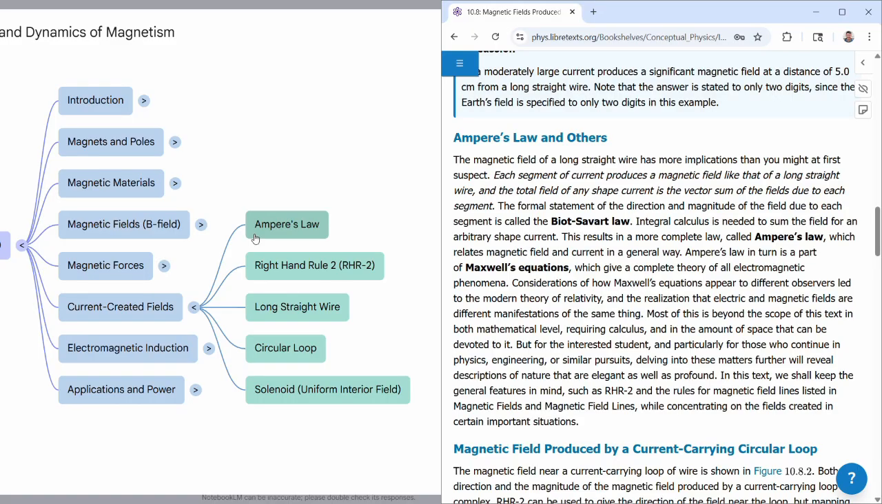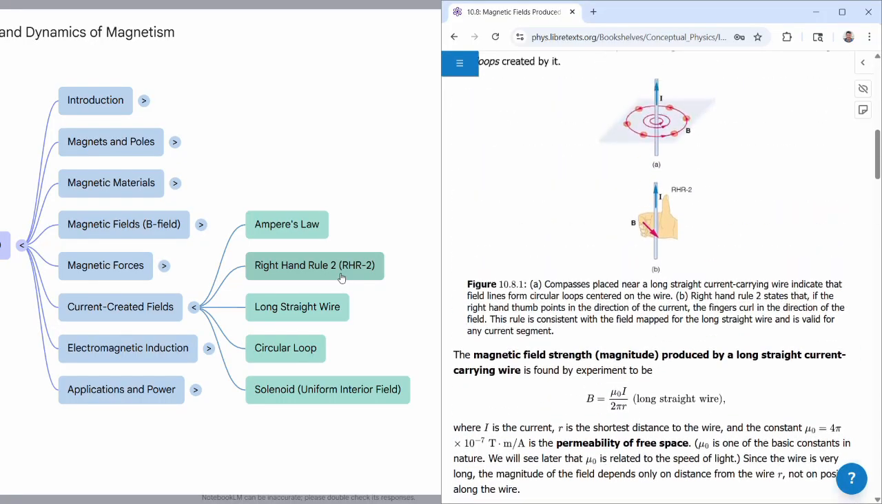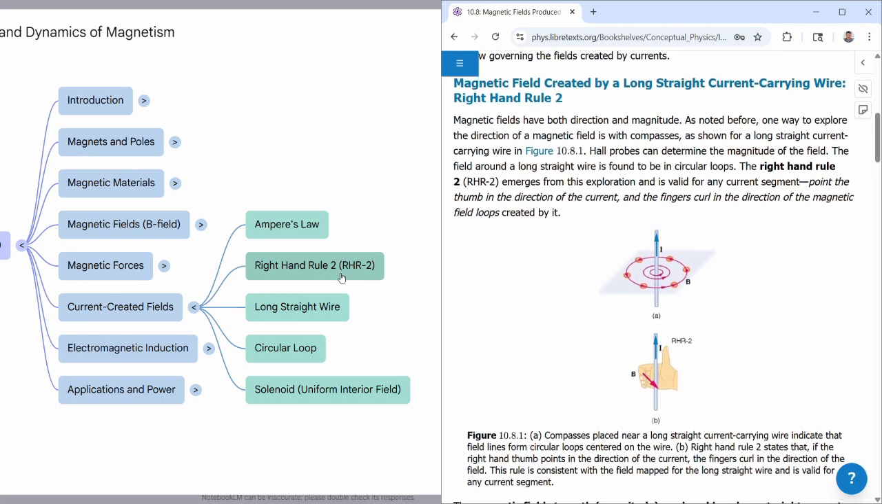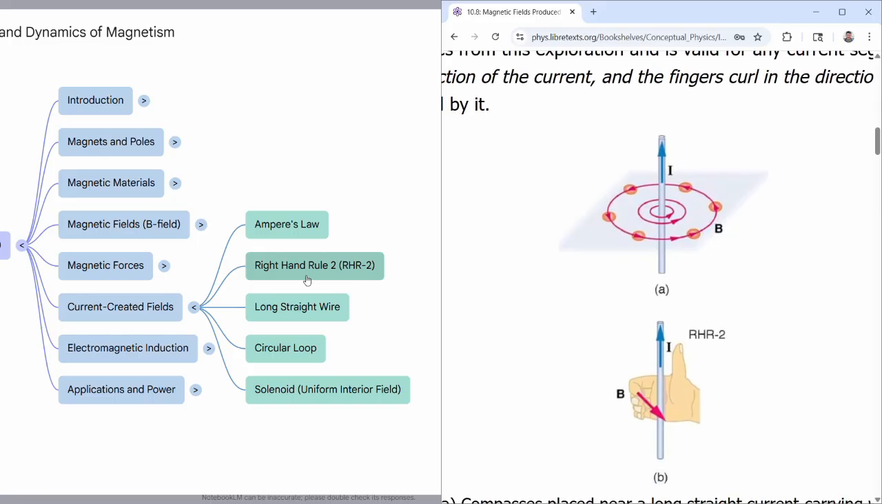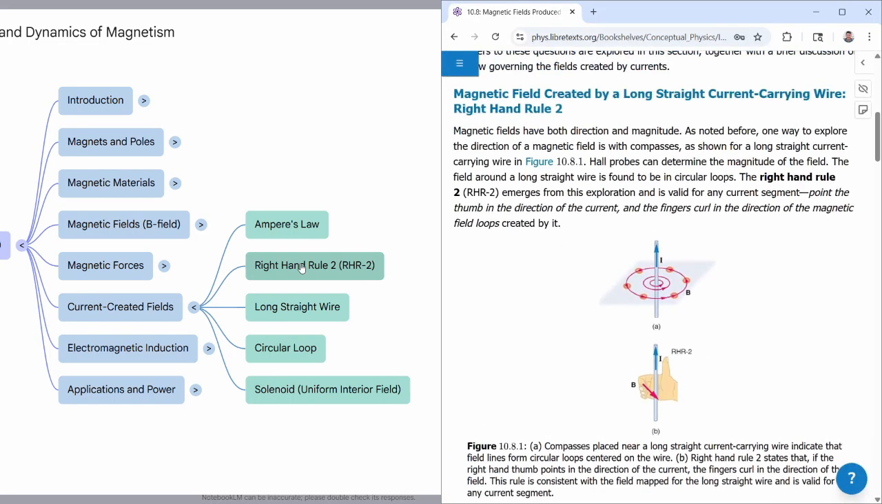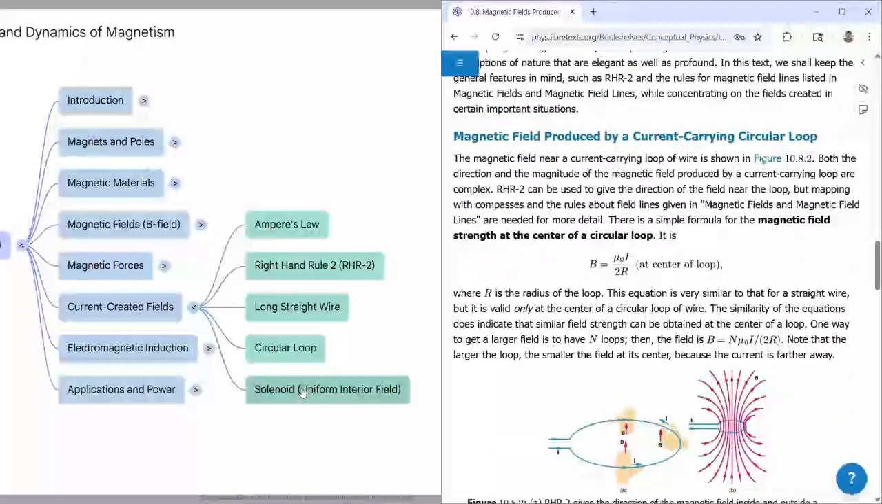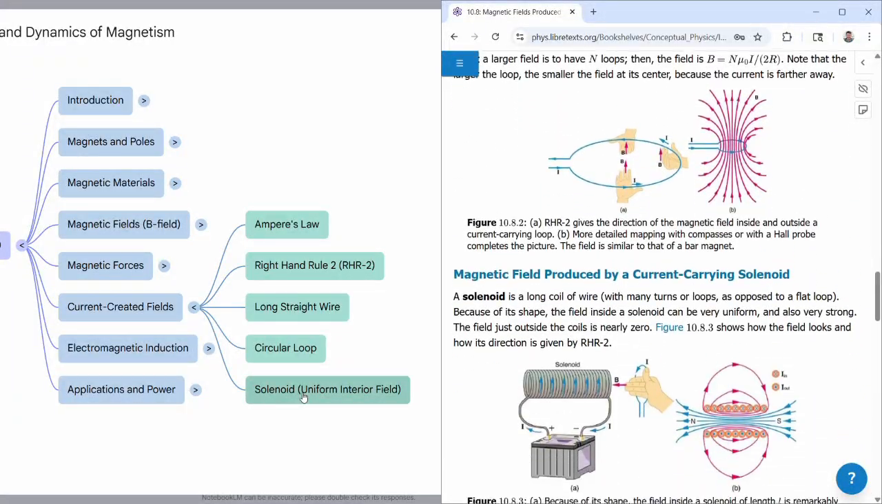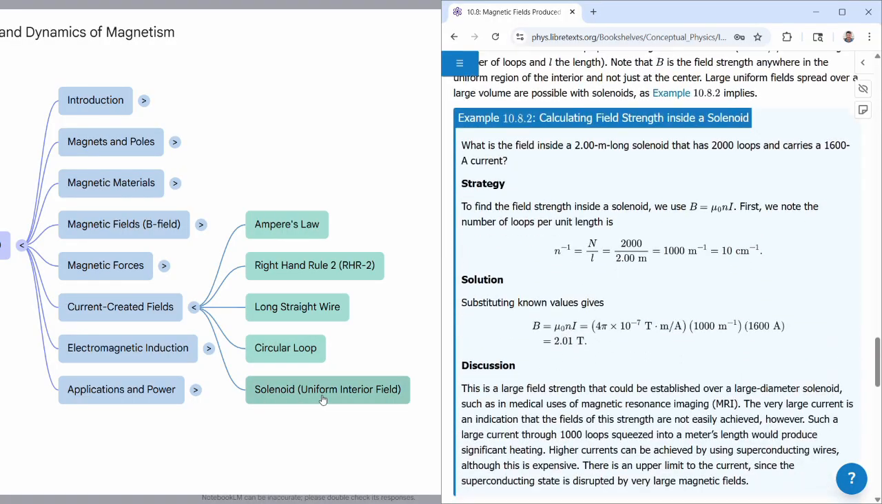Now, in this section, we introduced what your textbook calls right-hand rule number 2. This relates the direction of magnetic fields to the current that's producing the magnetic field. And in a separate lecture, I cover another shortcut rule alongside this one. This shortcut rule gives you the direction of magnetic field due to a long, straight current carrying wire. And there are two more geometries, and I will lecture separately on these to illustrate the kind of magnetic fields produced by a circular loop of current and a solenoid current.